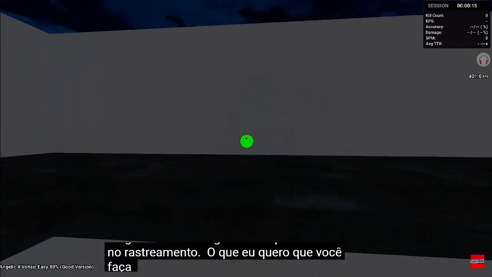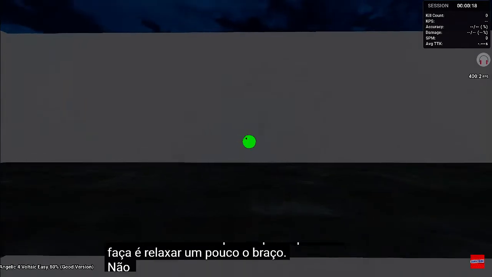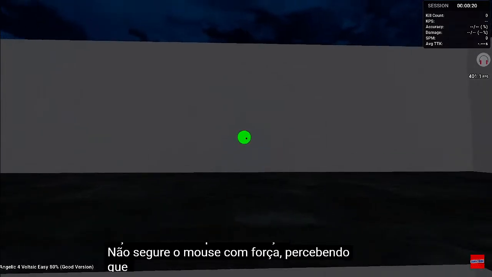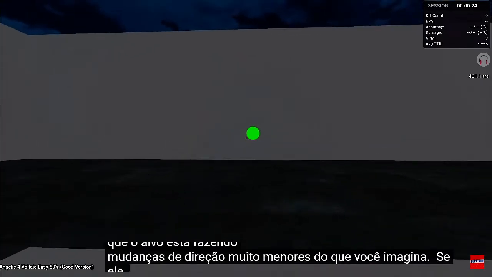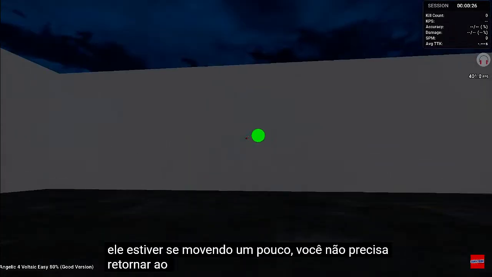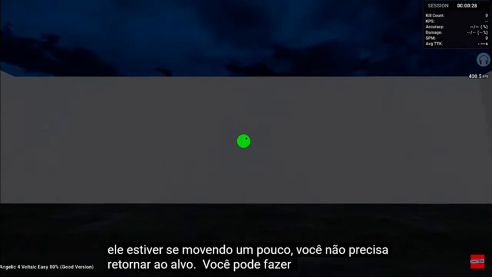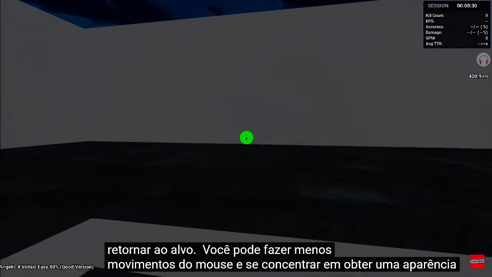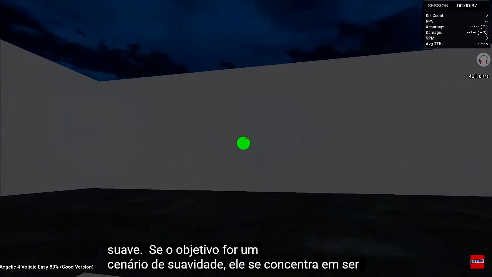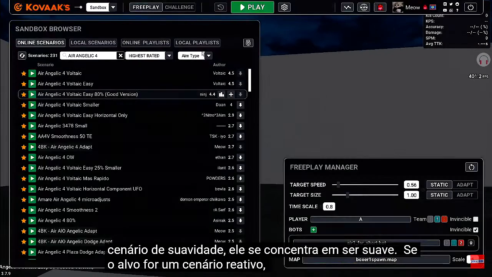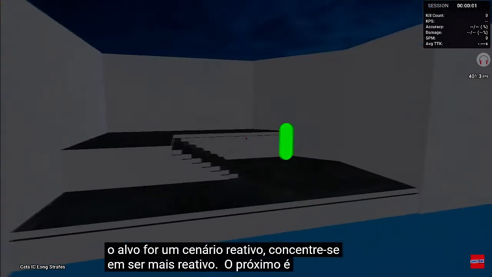What I want you to do is to relax your arm a little bit, don't death grip your mouse, and realize that the target is doing way smaller changes in direction than you think. If he's moving a little bit, you don't need to snap back to target. You can do less mouse movement and focus on being smooth. If the target is a smoothness scenario, focus on being smooth. If the target is a reactive scenario, focus on being more reactive. Next up is reactive.